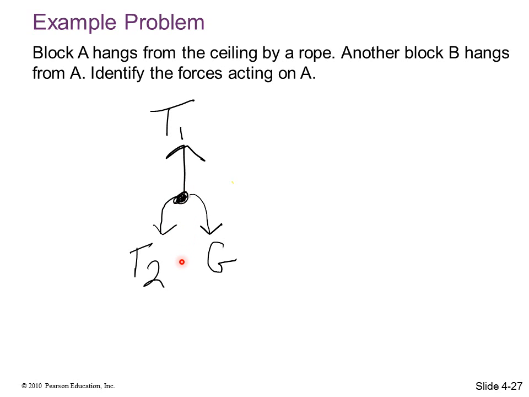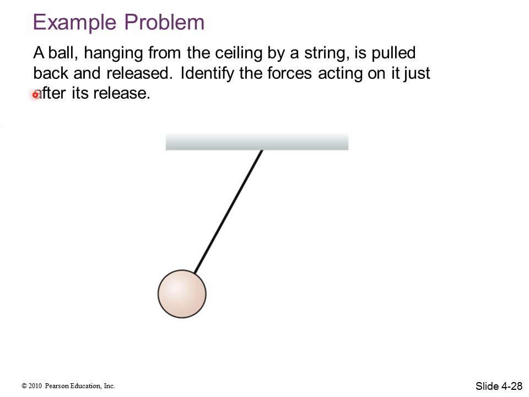You can lay them on top of each other and label them as long as you have a T2 and a G labeled. You can also do this technique here. Physicists know this is used so you can see multiple forces that are in the same dimension. So this is fine and this is acceptable. All right, let's try this ball hanging from the ceiling.